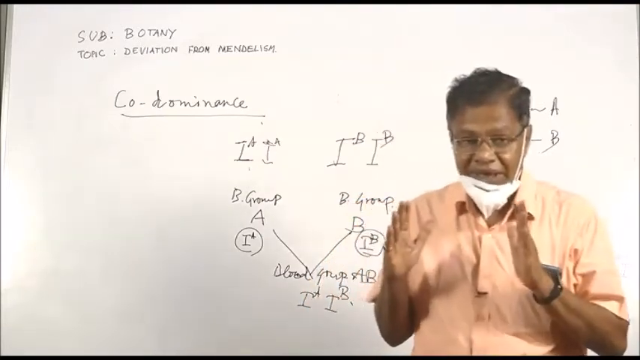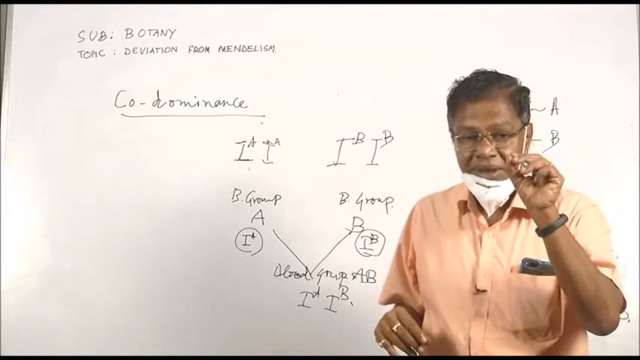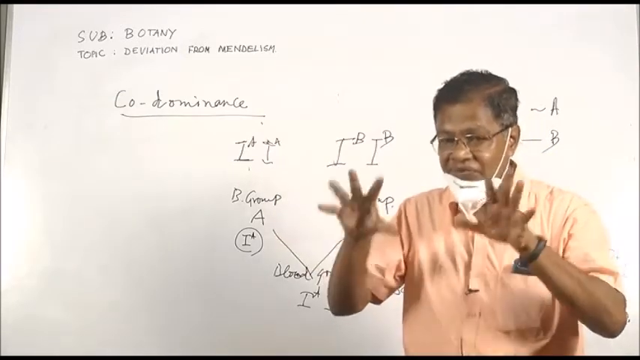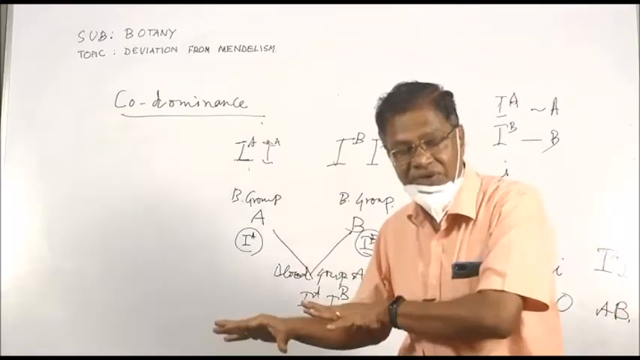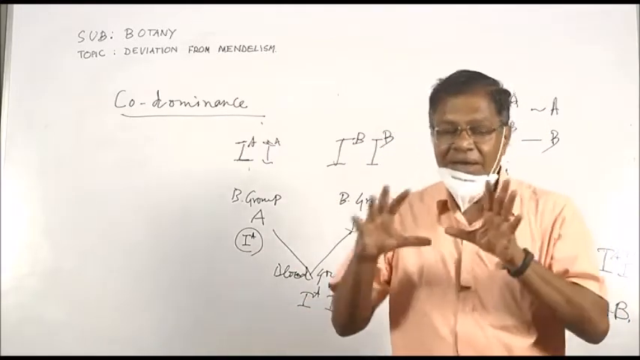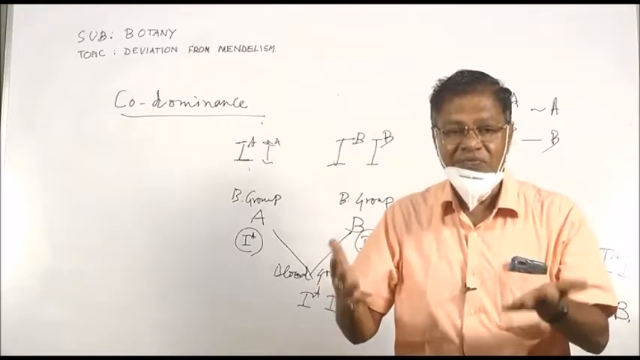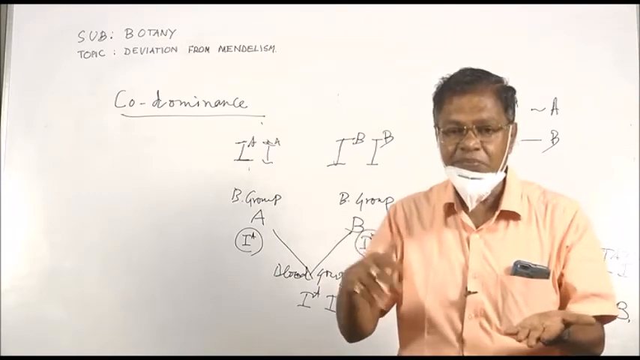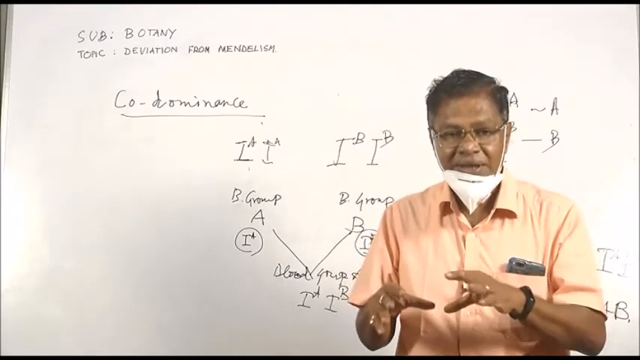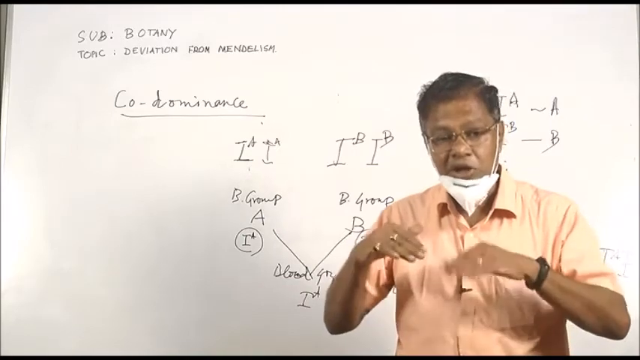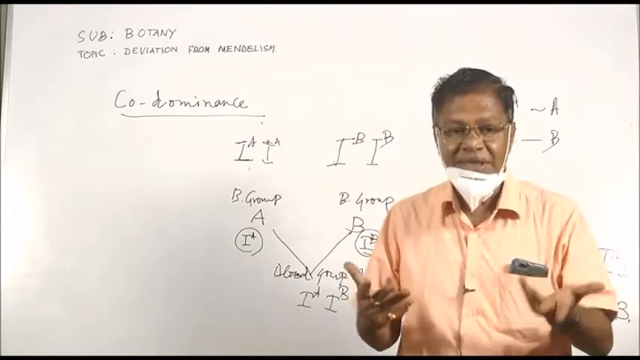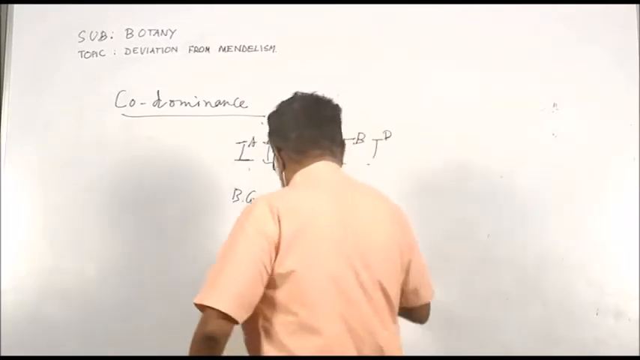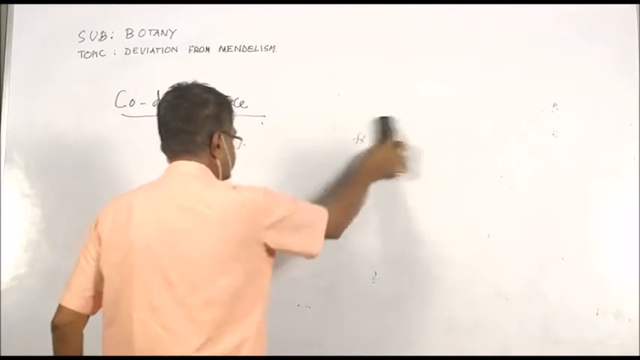Now, I will sum up again. Codominance is the condition where 2 dominant genes which are able to suppress the effect of recessive genes are expressing themselves when they are together. That is codominance. A is expressing itself, B is expressing itself. When both are together, they also express together. That is codominance. Mendelian deviation.